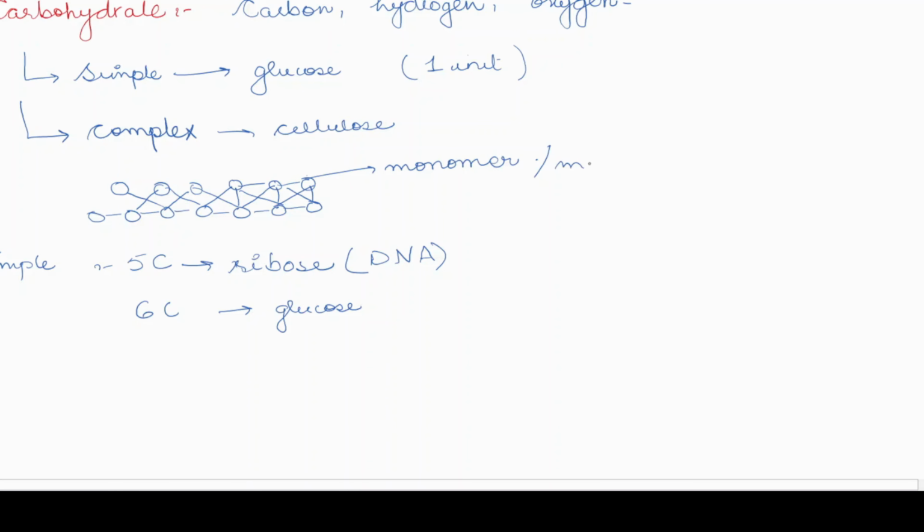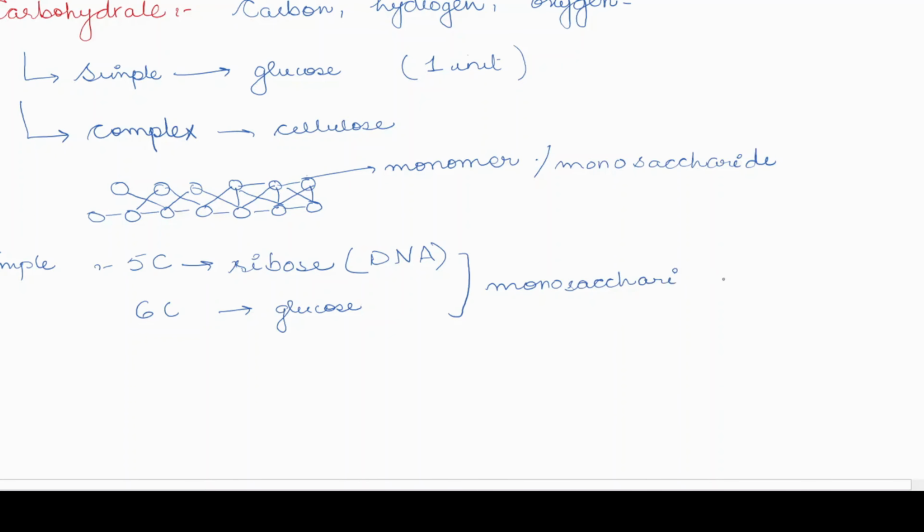In case of carbohydrate, it is known as monosaccharide. Saccharide is the word we use for sugar. We say one sugar unit. One sugar unit is known as monosaccharide. So ribose and glucose both are monosaccharides.